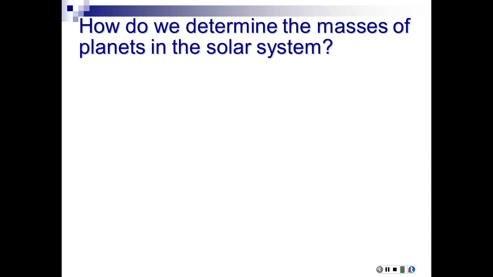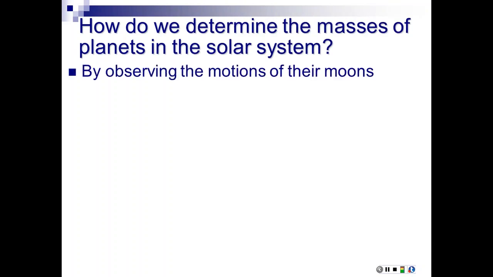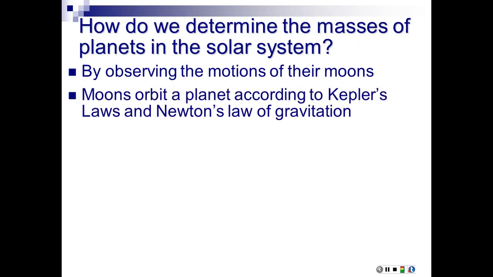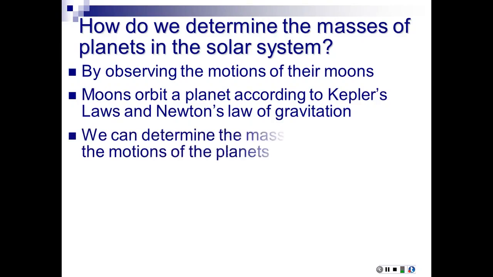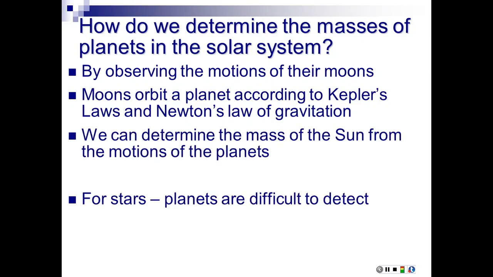Well, how do we determine the masses of planets in the solar system? We did this, and we worked out the mass of the Sun before. We do it by observing orbital motions. So, moons orbit according to Kepler's laws, and in fact the planets orbit the Sun according to Kepler's laws, and that's how we got the mass of the Sun. But for other stars, planets are difficult to detect, let alone watch for this purpose, and in fact we're detecting planets by using this mechanism.